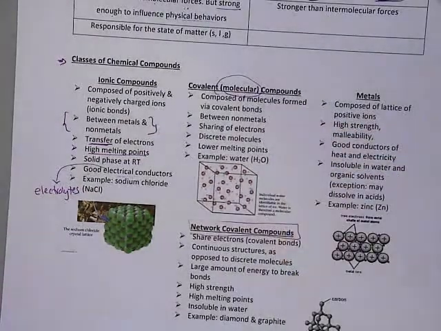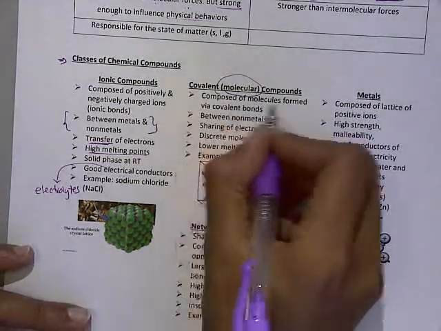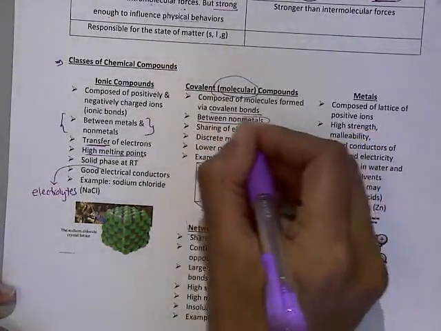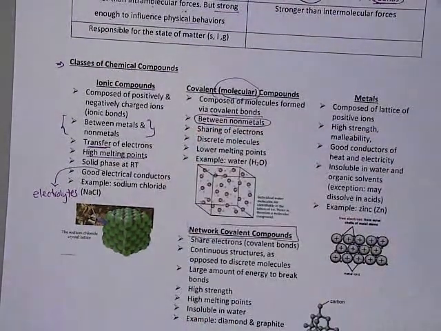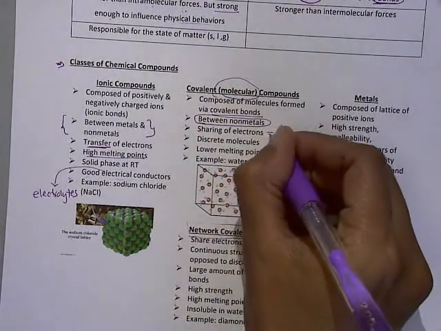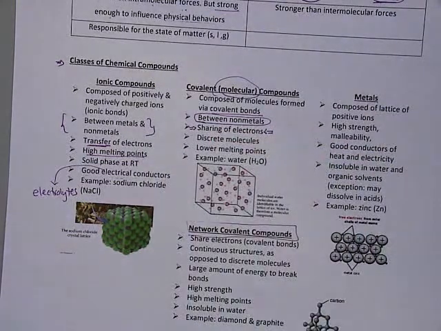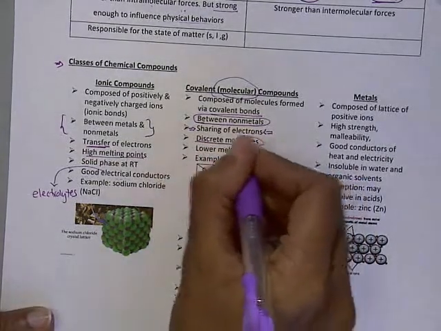We then have our covalent or molecular compounds, and we said that molecular compounds are made up of covalent bonds. One easy way to detect them is that molecular compounds or covalent compounds only occur between nonmetals. As we know by now, nonmetals share electrons. It's not a transfer of electrons, it's a sharing of electrons. And the way we recognize covalent compounds is that they're really comprised of discrete molecules.